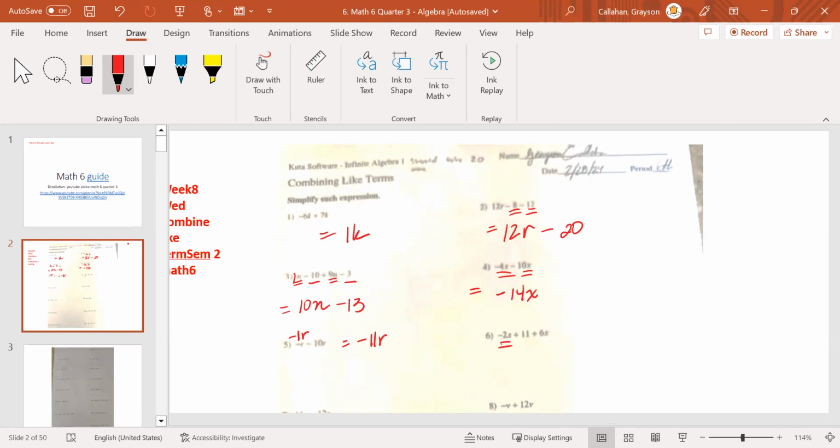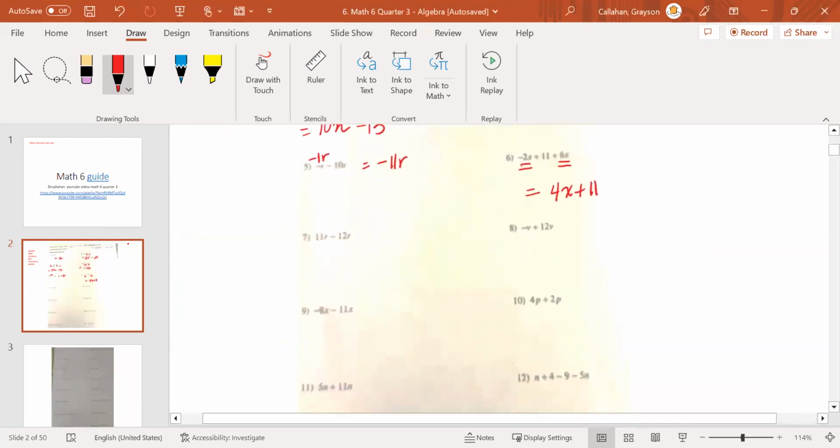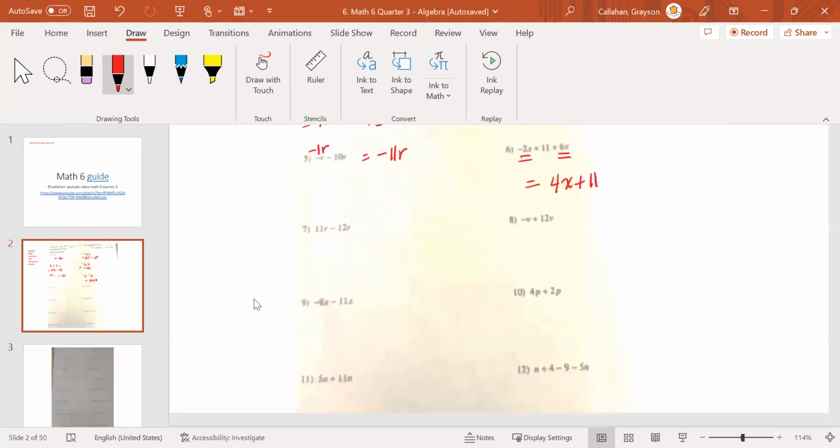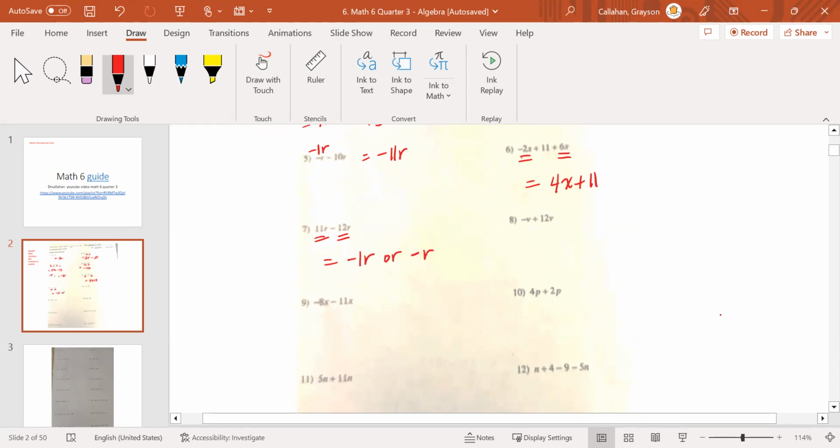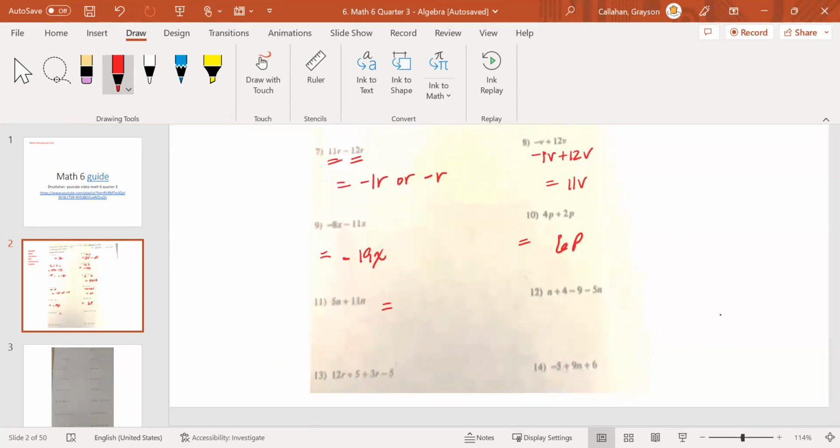For number 6, we're going to combine the x's, which is 4x plus 11. 11 is just going to be by itself. Number 7, you have 11 minus 12, which is a negative 1r or just negative r. Number 8, negative 1v plus 12v, which is a positive 11v. Number 9 is negative 19x. Number 10 is 6p. Number 11, 5n plus 11n is 16n.